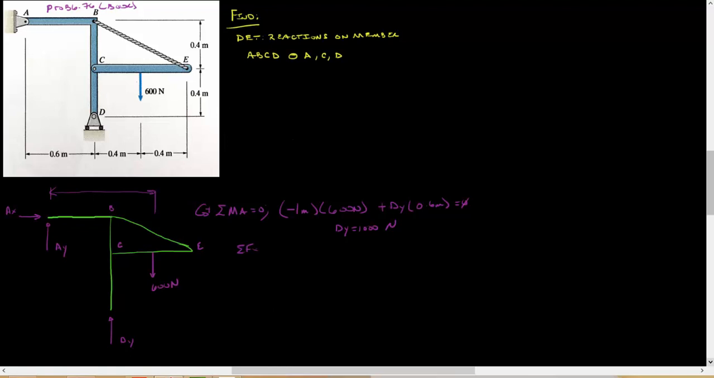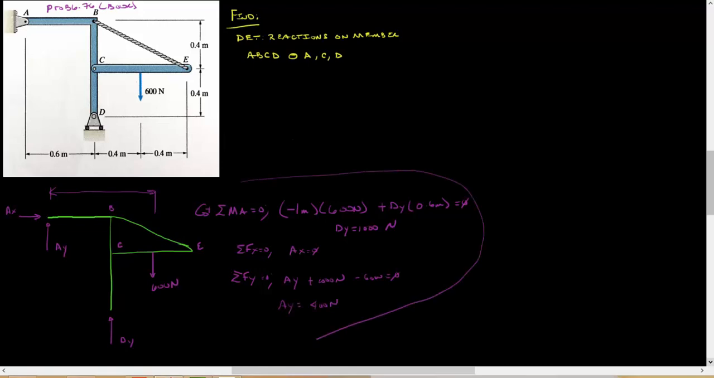If you sum your forces in the x, you get that AX is 0. And if you sum your forces in the y, you get that AY plus 1,000 newtons, which was DY, minus 600 newtons is equal to 0. We know that AY is 400 newtons. So we can look at the whole frame and solve for 3 of the unknowns that we're looking for.